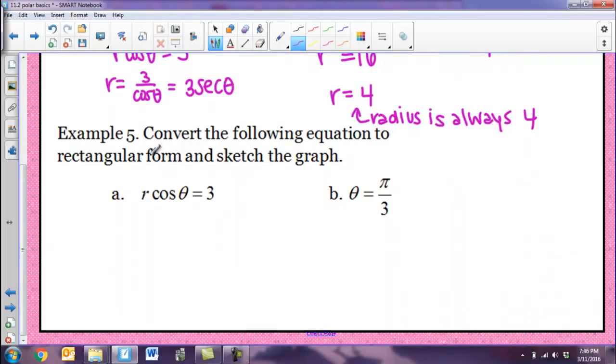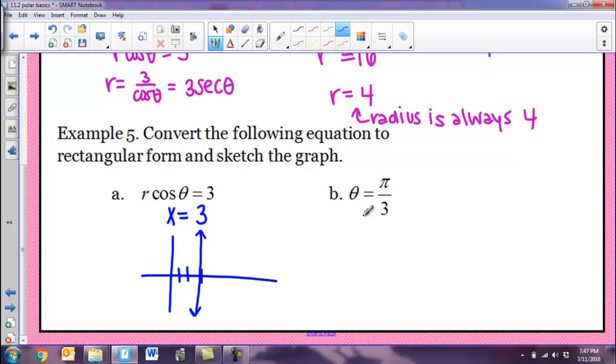You're trying to eliminate your r's and thetas and replace them with things you know. So r cosine theta, cosine goes with x, and r cosine theta is actually my complete expression for that. So this is just x equals 3. And if I remember my Hoy-Vux from back in the day, Algebra 1, I know that that's going to be a vertical line at 3.